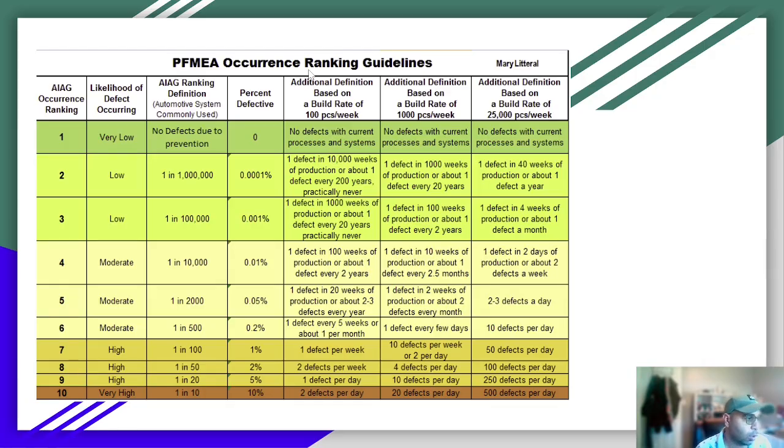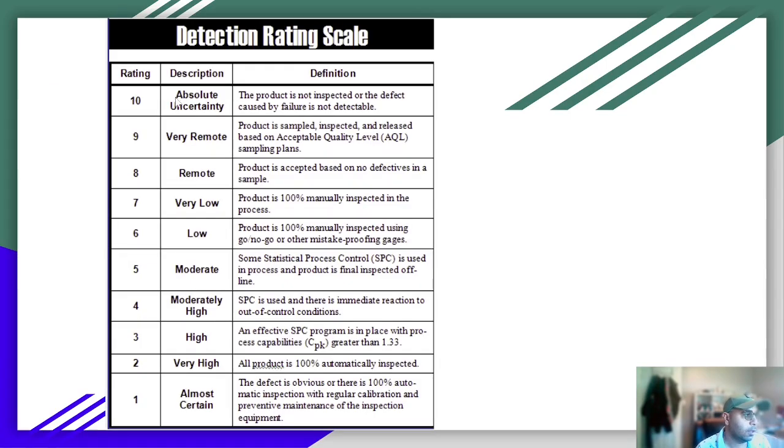Same thing applies for occurrence. This is the chart for occurrence. That's how likely this failure could happen, like 1 in every 1 million. For detection, when I have high detection, I have a low number, which means the system or the process can detect this failure effectively. When I have a high number, we don't have good detection.